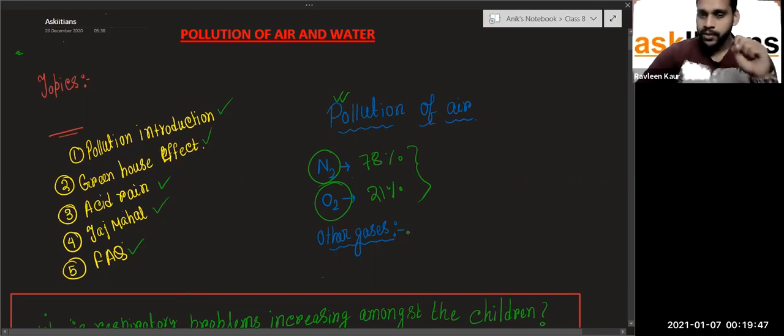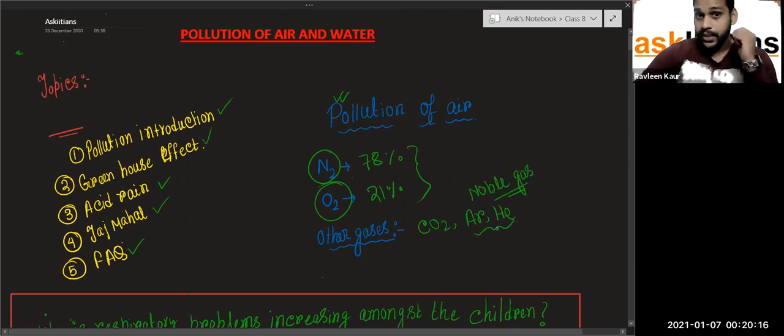Try to pause this video and think about it. After you get the answer, please resume this video. I think you got it. The other gases are carbon dioxide, and apart from that, argon and helium. These are the inert gases, we call them noble gases, right? And carbon dioxide is also there, right?